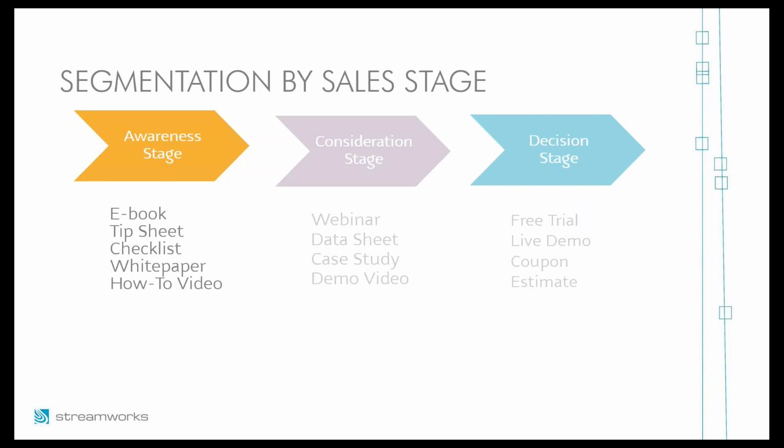So if you take a look from left to right, you can think about this as a sales funnel. So the top of the funnel is the awareness stage, and that is light content to get people to quickly understand what you may have to offer and how it can help them. So this will be downloading ebooks and tip sheets and checklists, white papers and how-to videos, etc.